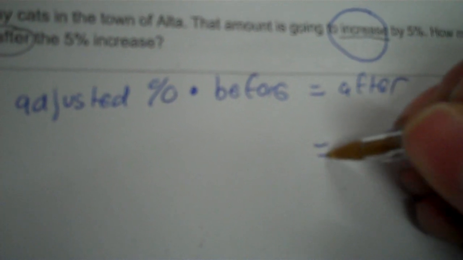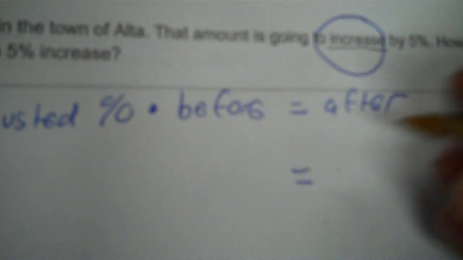Now, first thing, we line up the equals. We have to know where to put the x. Well, they're clearly asking how many cats will there be after the 5% increase. So the after is our answer to the problem, so we put x. Now this is how to find the adjusted percent. What you need to do is take 100% every time, and it says increase 5%, so you add 5% onto it. So that's 105%.